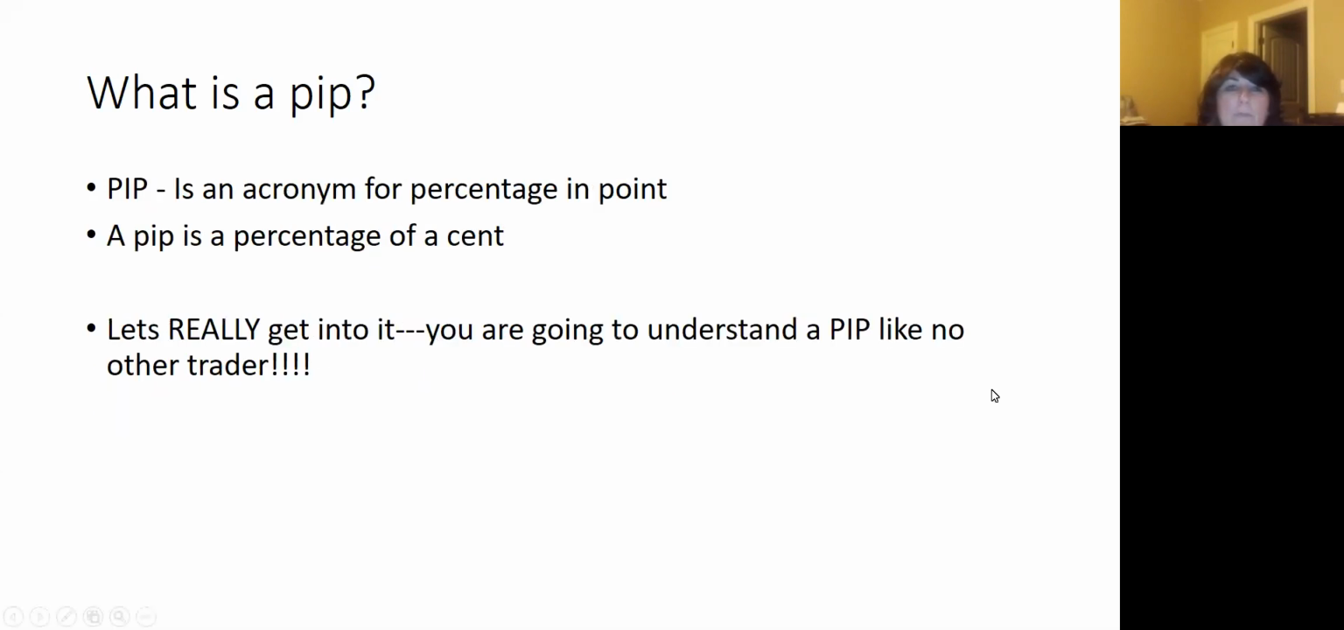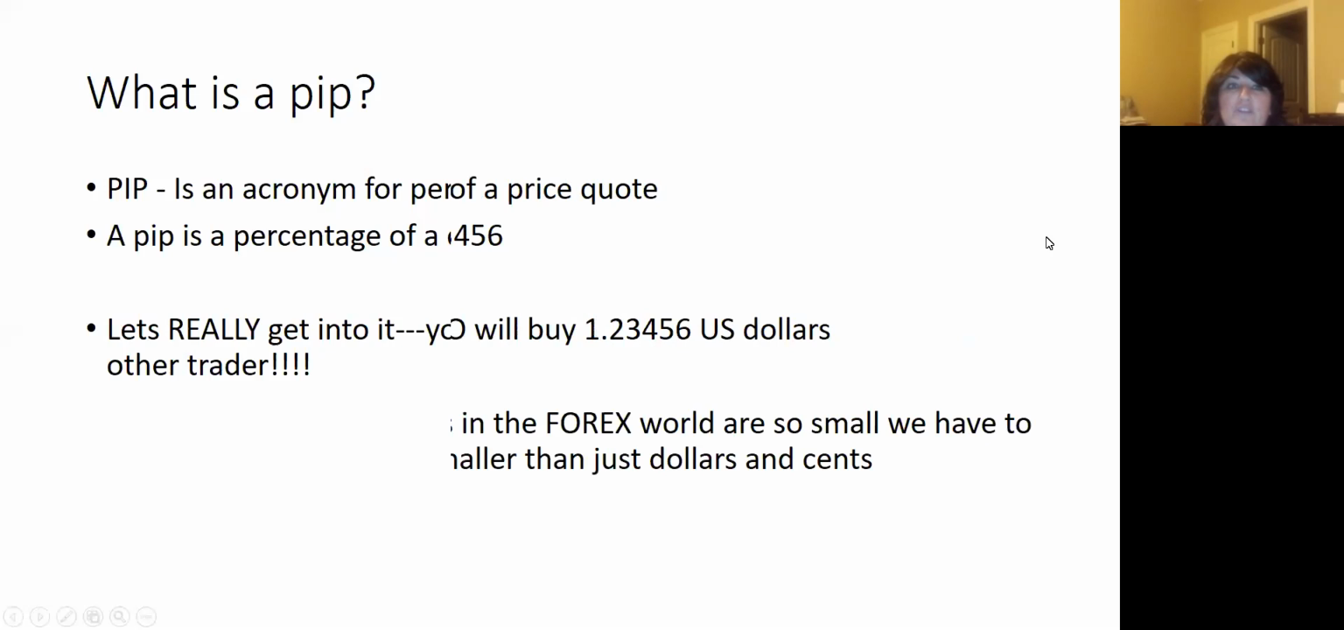Okay, so PIP is an acronym for percentage in profit. So a PIP is a percentage of a cent, and it's like 1/10 of a cent. And we're really going to get into this, and I promise you're going to know more about PIPs, and you're going to understand PIPs like no other trader. I was in a trading forum, and there was a guy that had been trading for 7 months, and he did not know how to calculate a PIP. I don't know how he's making money if he doesn't know how to calculate a PIP. So I want you to be smarter than the average trader out there. You're going to know how to calculate a PIP.